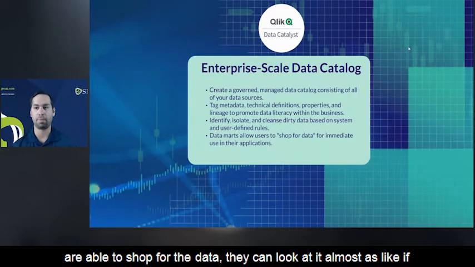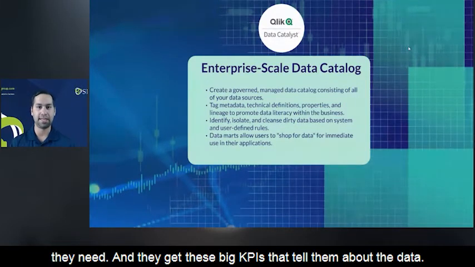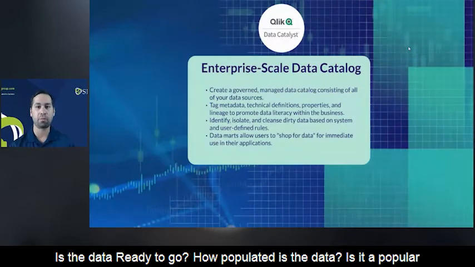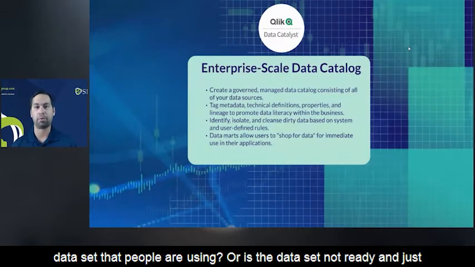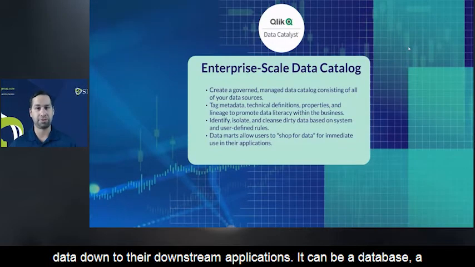They can look at it almost as if it's an Amazon marketplace. They go find the data sets they need, and they get these big KPIs that tell them about the data. Is the data ready to go? How populated is the data? Is it a popular data set that people are using? Or is the data set not ready and just to leave it alone for the time being? And from there, they can send that data down to their downstream applications.